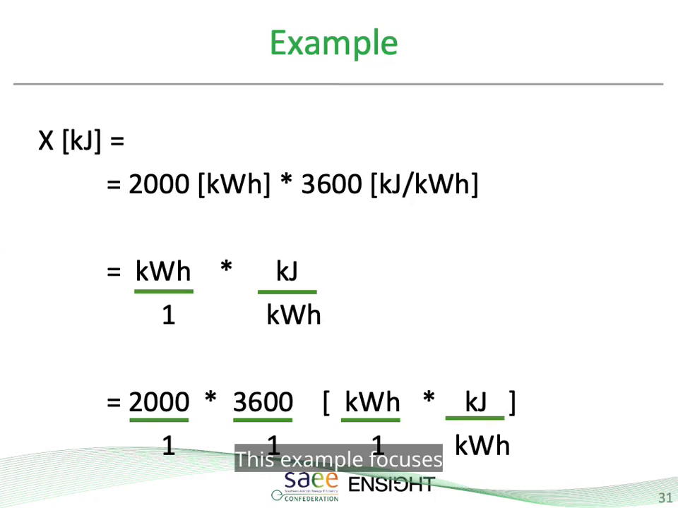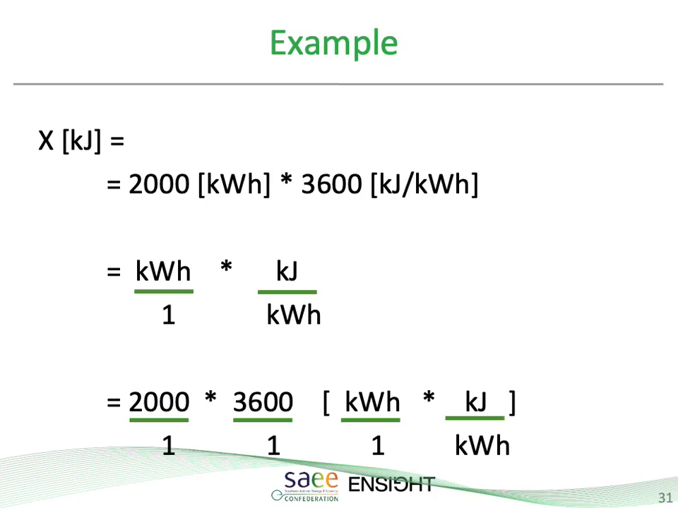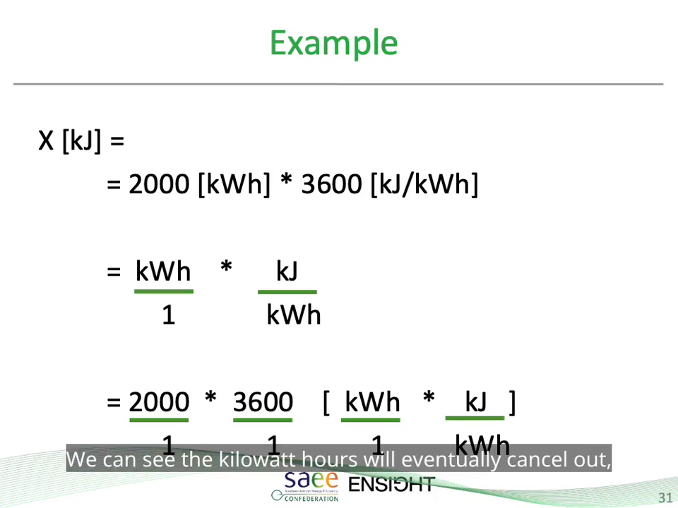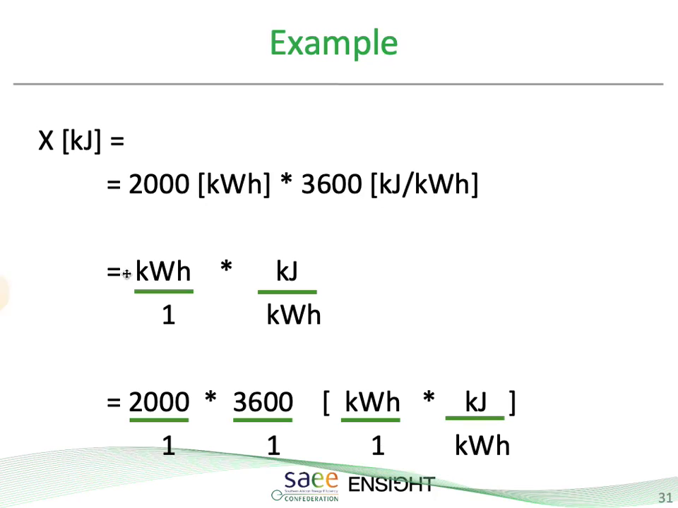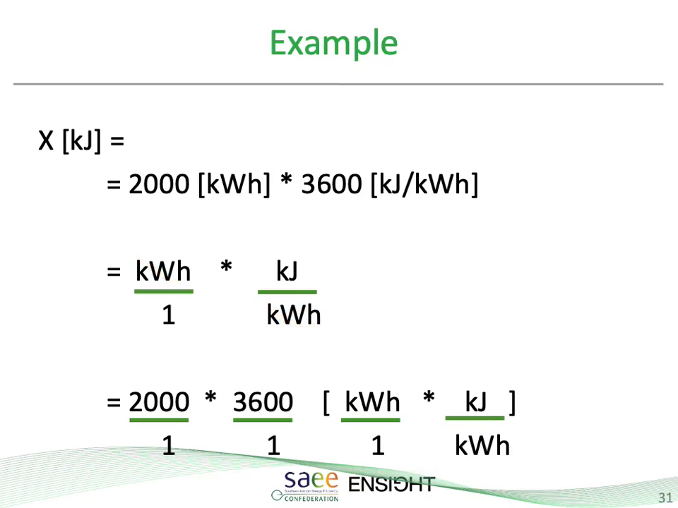This example focuses on converting kilowatt hours into kilojoules. We can see that kilowatt hours will eventually cancel out, and we will be left only with kilojoules.